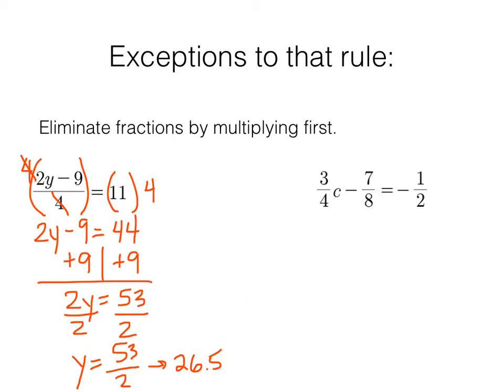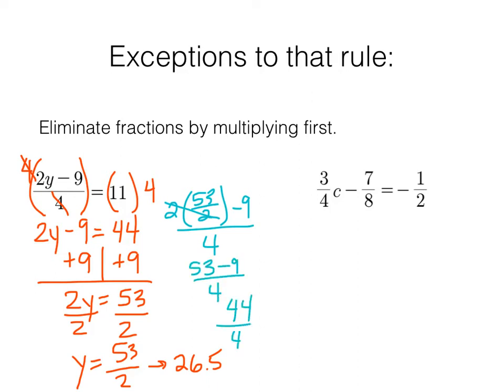So let me switch colors. Let's use that one. And we'll go plug in our 53 halves. Does that give me 11? Well, 53 halves times 2, the 2's cancel. 53 minus 9 over 4 is 44 over 4, which is indeed 11. So I know I did that right.